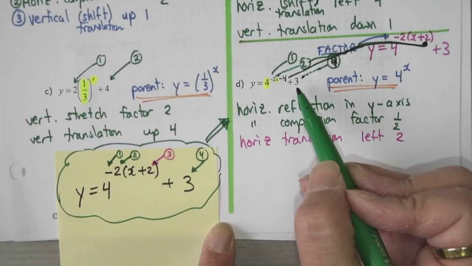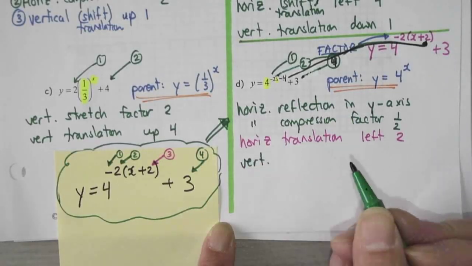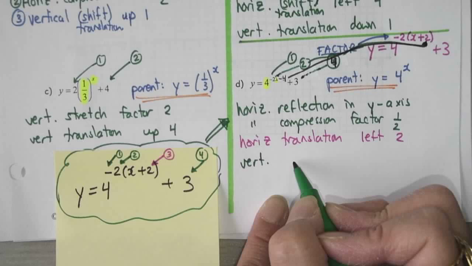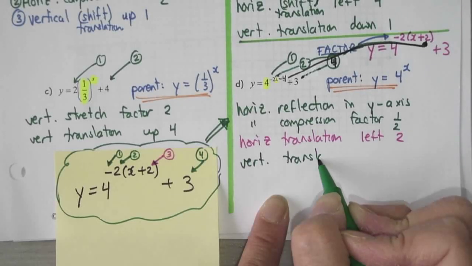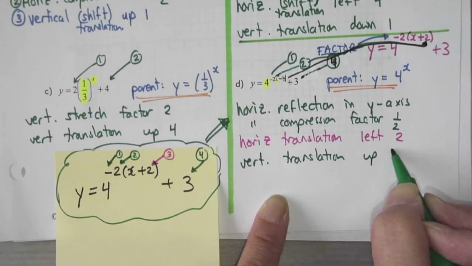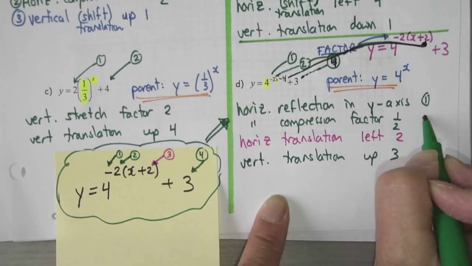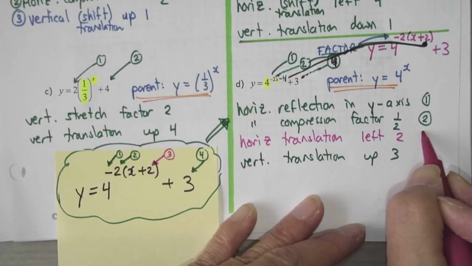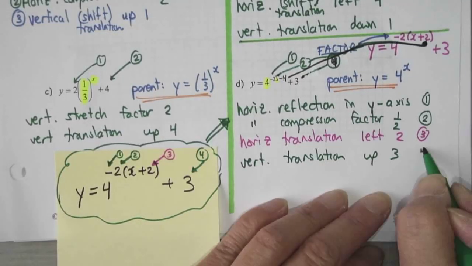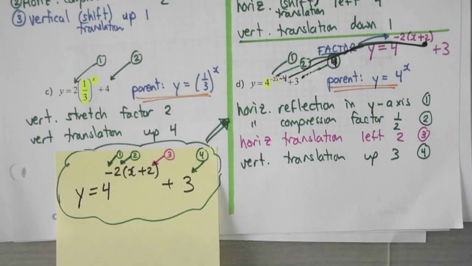And my 4th one is this one here. That's a vertical translation, and that'll be up 3. Does that make sense? So we've got 1, 2, 3, 4. All right? So once you have that, now we can do the graphing, because now we can get our equation. Any questions with this one?